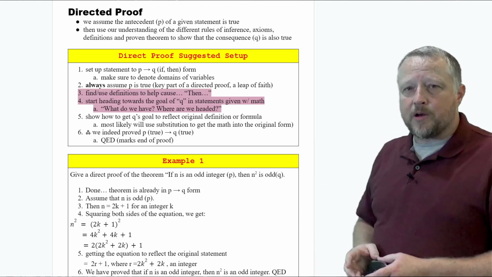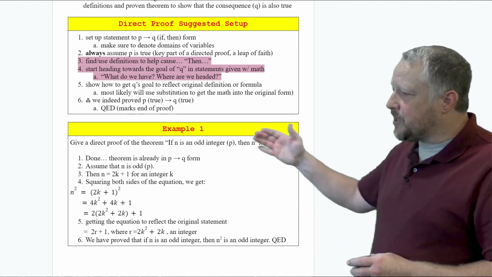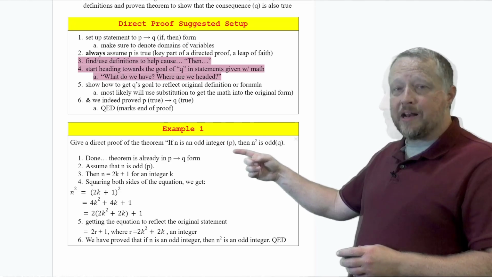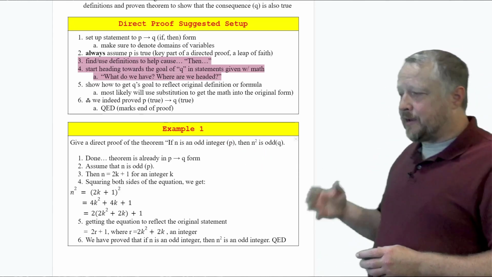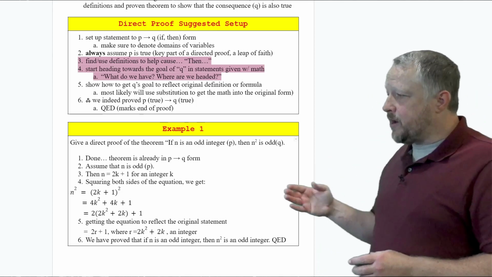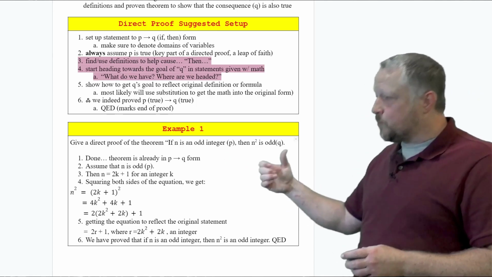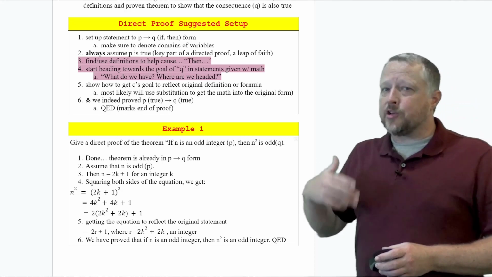So let me go over example number 1 with you. In example number 1, I'm asked to give a direct proof of the theorem: if n is an odd integer, then n squared is odd. By the way, this is already in the form of P and Q. I put the variables P and Q in there to try to help you out.